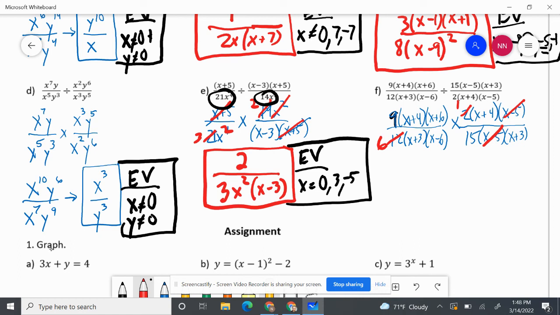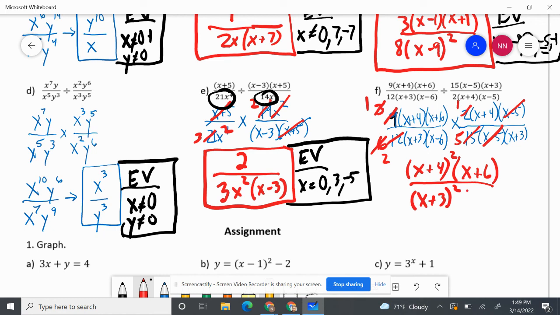Then when we're looking, notice negative 6, positive 6, we can't cancel those. 9 and the 15, they both have a 3 in common, so that would be a 3 and a 5. And 3, 6 becomes 1 and 2. And so when we're looking at this, what we have is the x plus 4, and there's 2 of them, so it's squared. And then we have the x plus 6. In the denominator, we have 2 x plus 3s, so x plus 3 squared, and then we have an x minus 6. And then we have our 2, which is in the denominator.